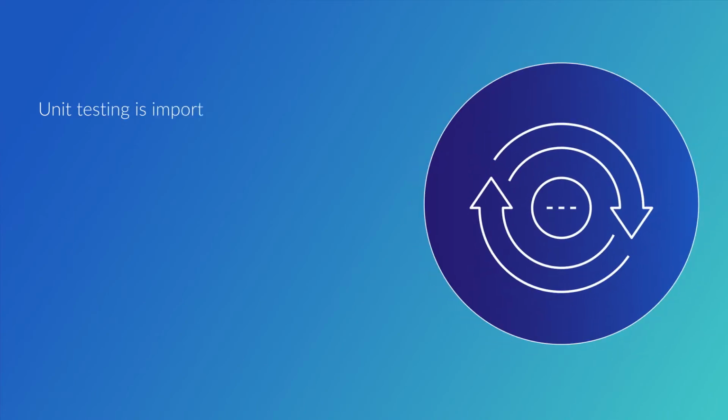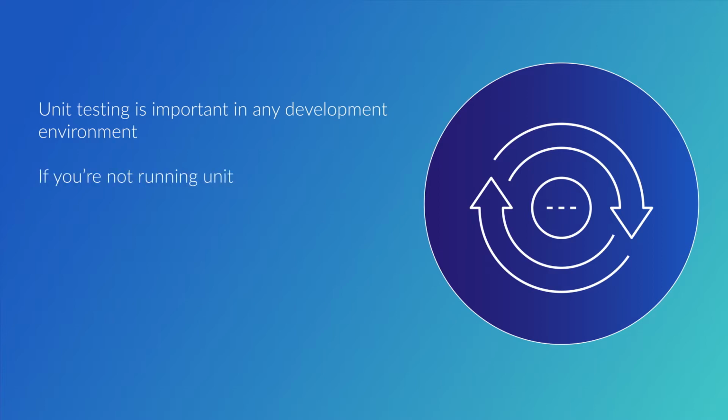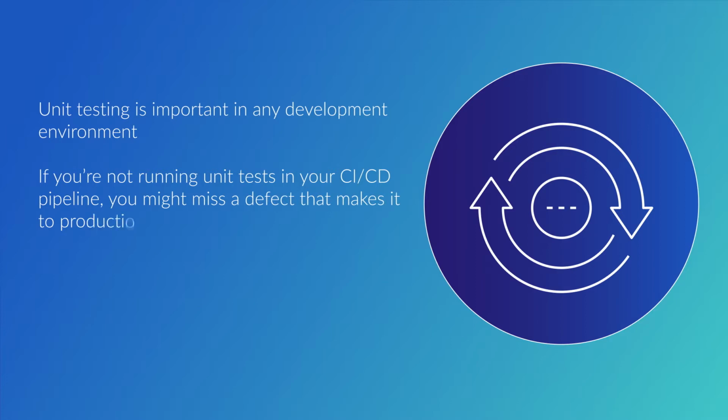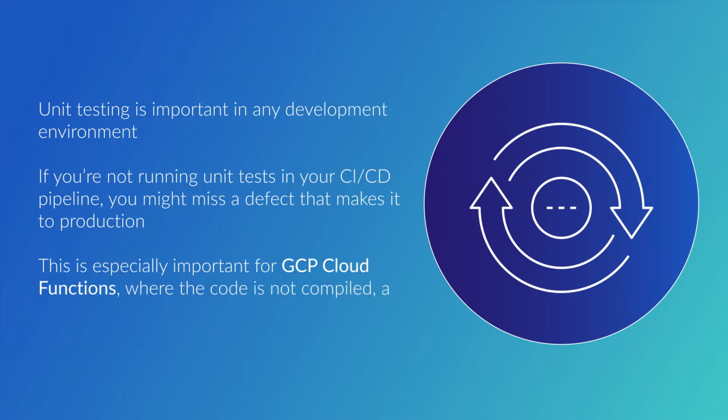Unit testing is important in any development environment, especially when it comes to the cloud. If you're not running unit tests in your CI/CD pipeline, it's more likely that you might miss a defect that makes it to production. This is especially important for GCP cloud functions, where code is not compiled, just uploaded and run. There are three different types of tests you should be aware of.